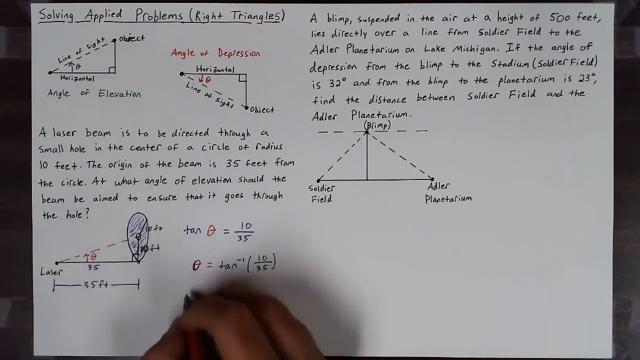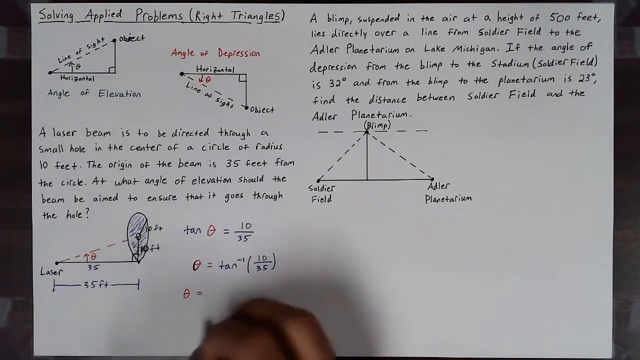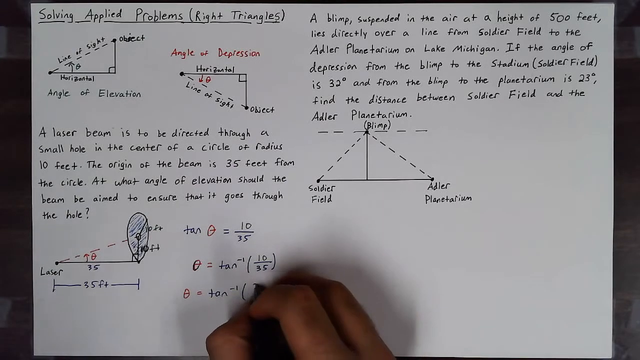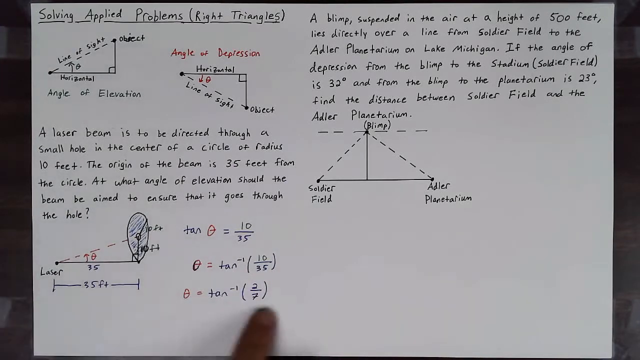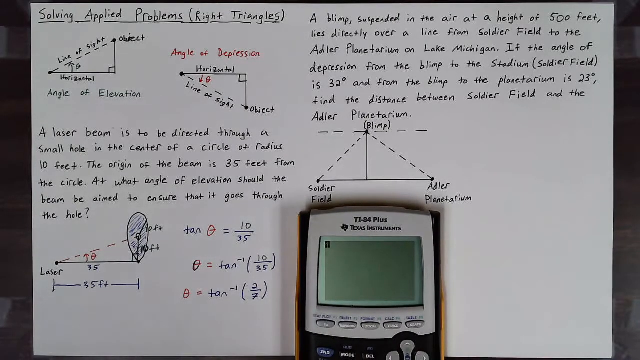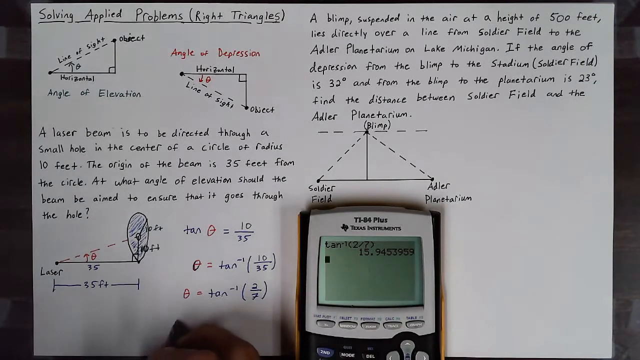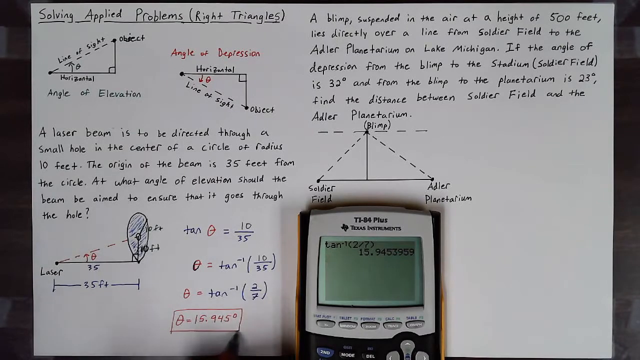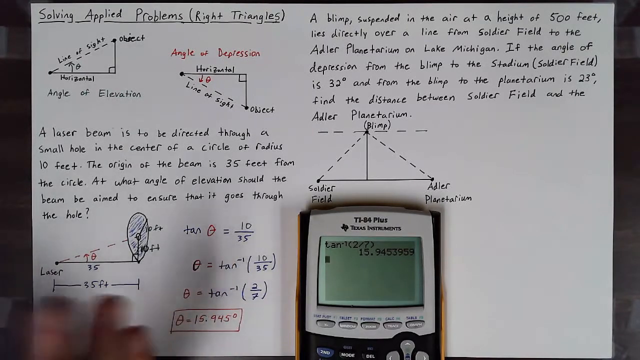You could simplify that fraction on the inside, but we still will need to plug this into the calculator. This gives us 2/7, but it still doesn't tell us what the angle is. So I will take my calculator. I'll plug in tangent inverse of 2 divided by 7, and it'll give me 15.945 degrees. That's the angle you need to angle it up to get it through that hole.